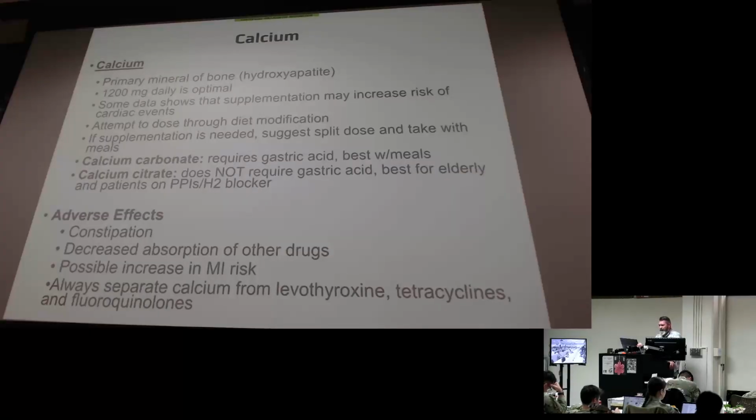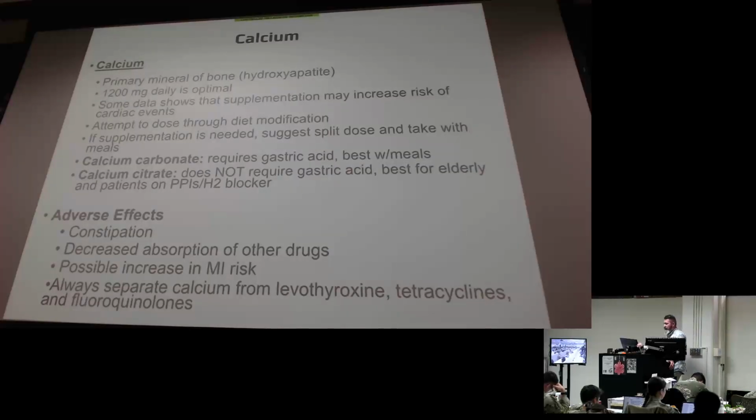So the key difference between the two calciums is that calcium carbonate is going to require gastric acid, so it's best with meals. But if you have a patient who is elderly, or patients on antihistamines, the histamine blockers for reflux, or PPIs, go with the calcium citrate because it does not require gastric acid. Just some minor differences, but hugely important when you start thinking about calcium supplementation.